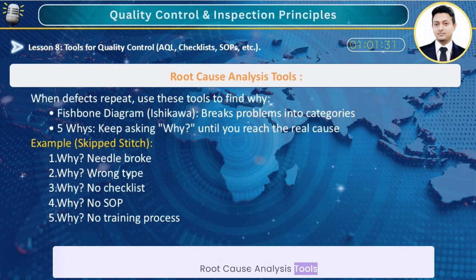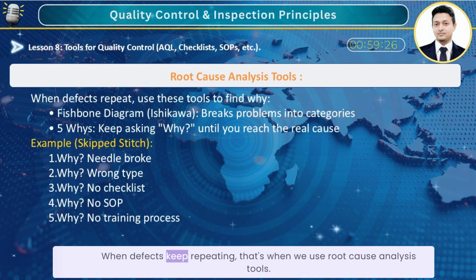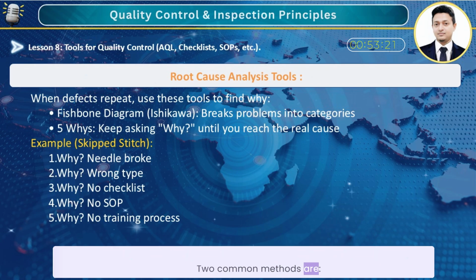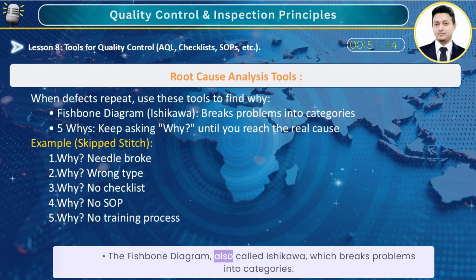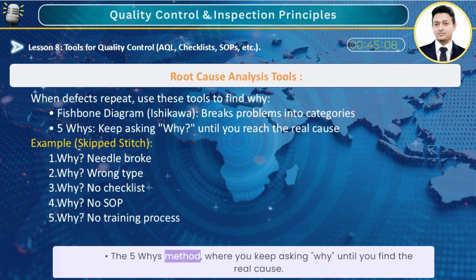Root cause analysis tools. When defects keep repeating, that's when we use root cause analysis tools. 2 common methods are the fishbone diagram, also called Ishikawa, which breaks problems into categories. The 5 whys method, where you keep asking, why, until you find the real cause.